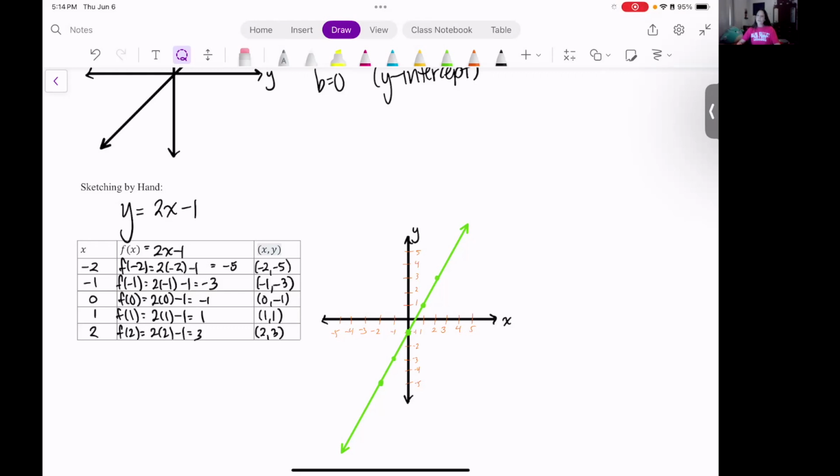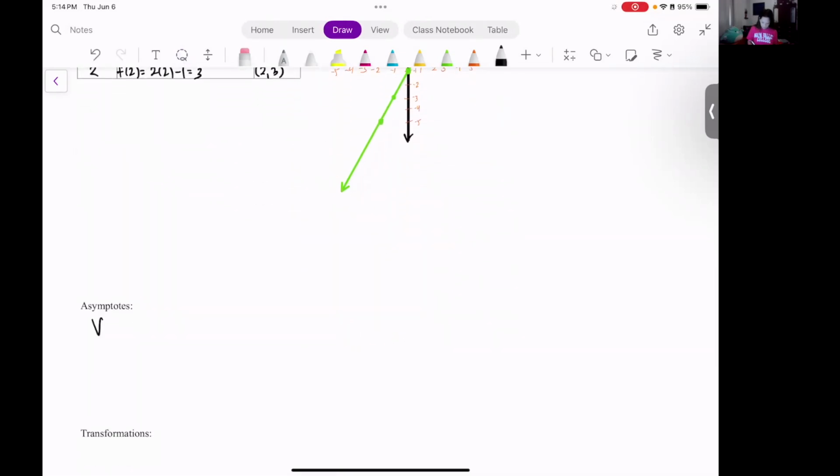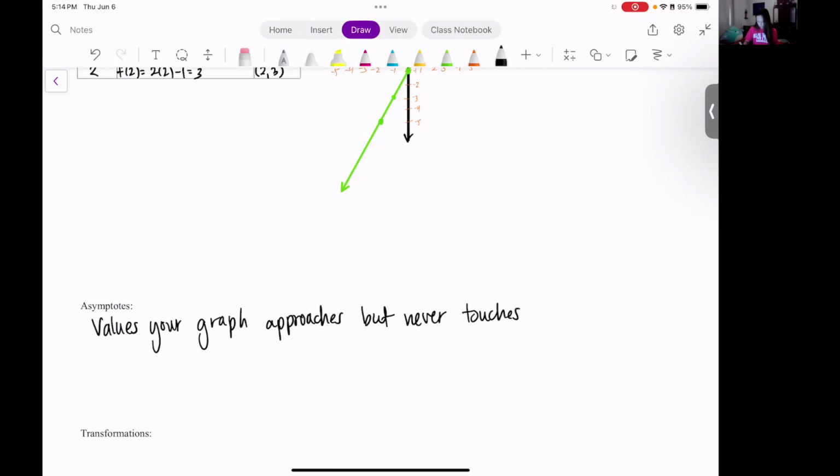The next piece of information that we use for graphs is we determine what our asymptotes are. Asymptotes are values that your graph approaches that it never touches. What I mean by never touches is it never takes on that value. So if I'm getting closer and closer to 1, but I don't take on the value of 1, then x equals 1 or y equals 1 would be an asymptote.